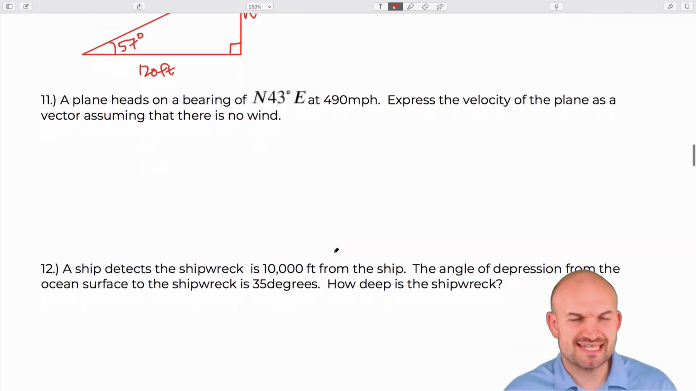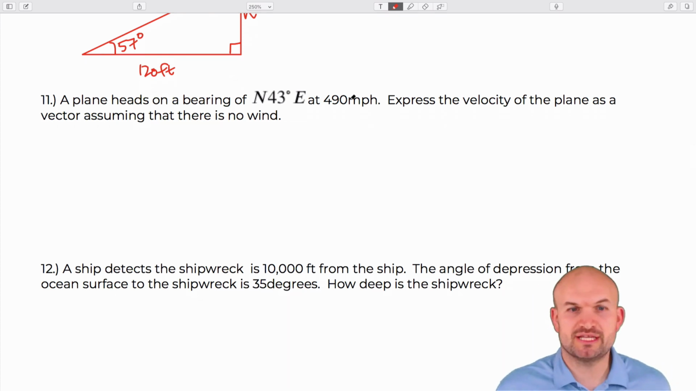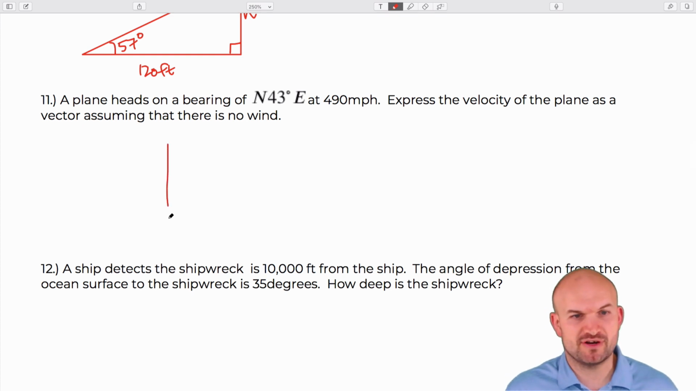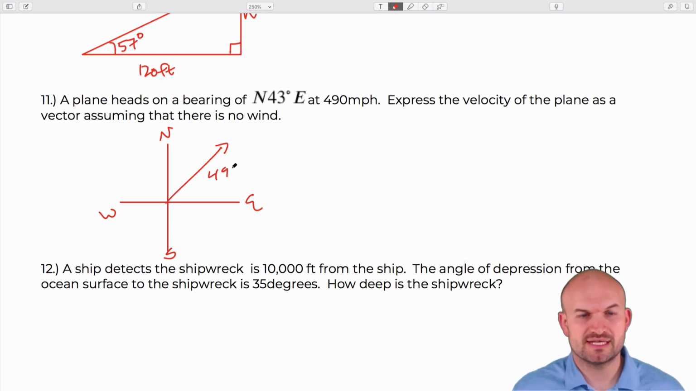The next one says a plane's head is on a bearing of north 43 degrees east at 490 miles per hour. Express the velocity of the plane as a vector, assuming there is no wind. This is going to be a very simple vector. We just need to create a bearing, a nice little compass setting: north, east, south, west. We're going to go north 43 degrees east, and then that's going to be 490 miles per hour.